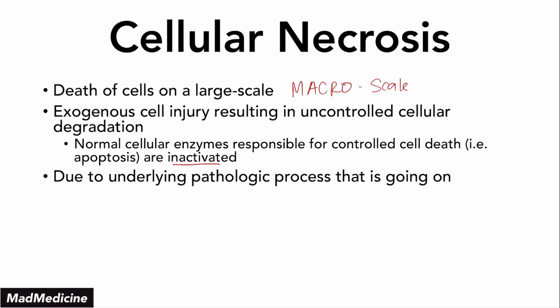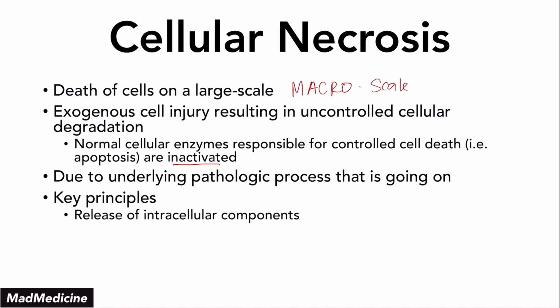So the key principles when we're talking about necrosis is going to be two main things. Number one, you're going to release intracellular components, obviously because the cell is going to die. The intracellular components are going to be released when the cell membrane bursts. But you're also going to have inflammation. Why do you have inflammation? It goes down to the first point I just said.